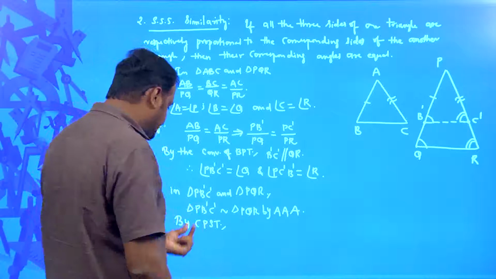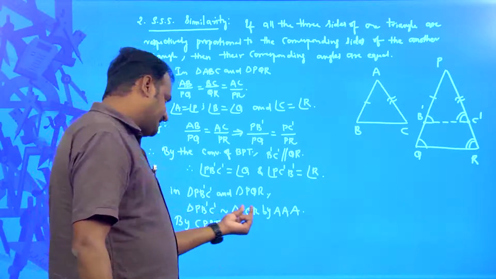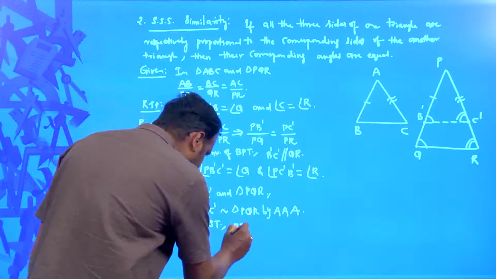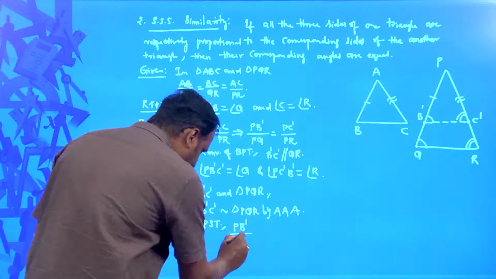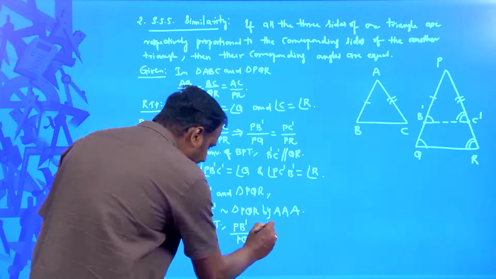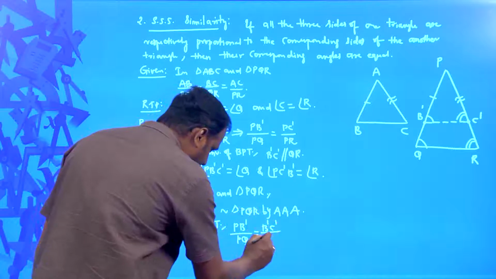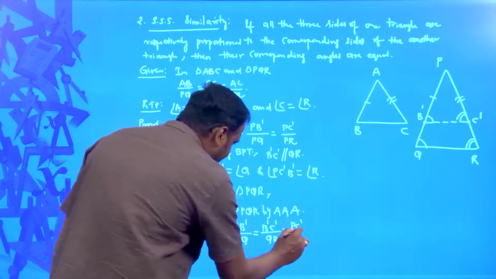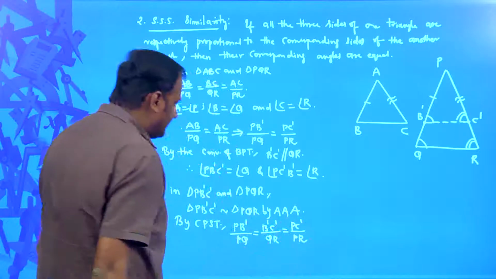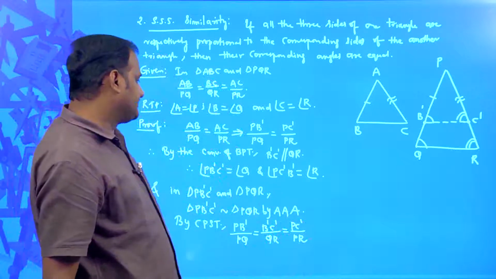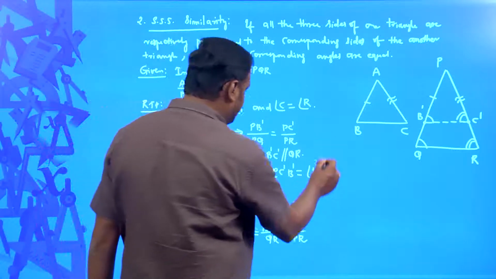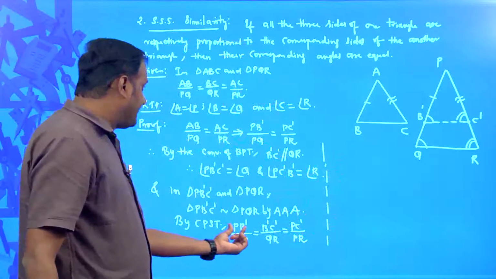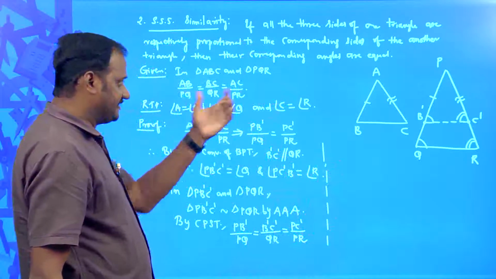Corresponding sides are proportional means first side by first side equal to second side by second side equal to third side by third side. So first side is PB' divided by PQ is equal to B'C' divided by QR is equal to PC' divided by PR, right? This is what we get according to AAA similarity, but according to our construction, you need to identify a few things here. What are those few things? PB' is exactly equal to AB according to our construction.